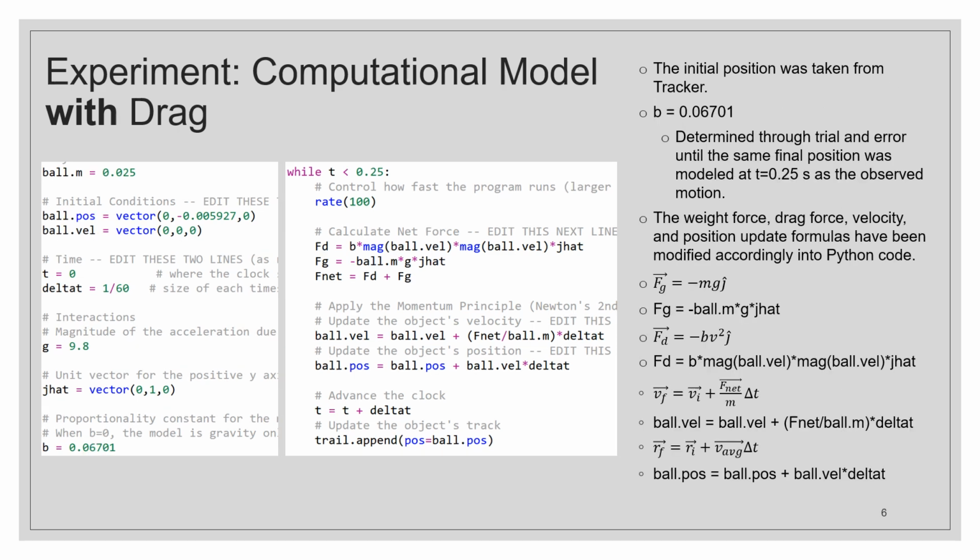The second computational model is extremely similar to the first model except for the inclusion of the drag force through a non-zero proportionality constant b. The initial conditions are identical except for the value of 0.6701 for b, determined through trial and error until the same final position was modeled at t equal to 0.25 seconds as was observed in tracker. The equations used are as seen on the slide.